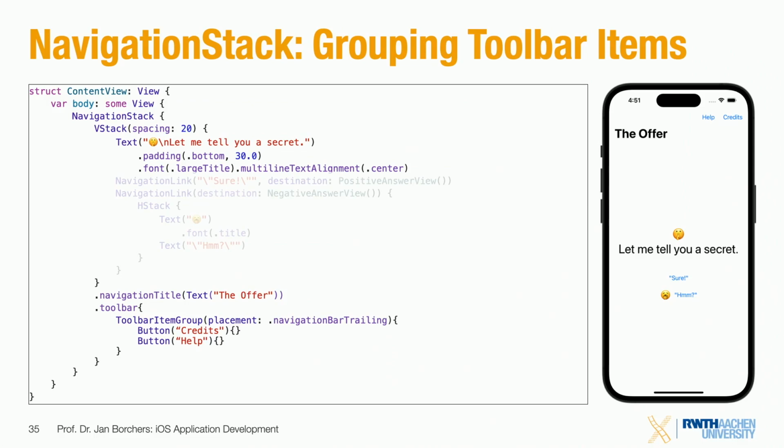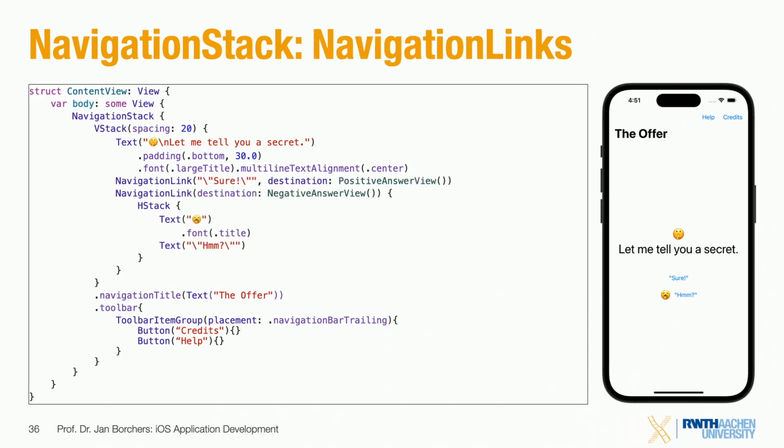Now, what's more interesting is how do we actually get from our home screen to our target screens, or our destination screens, that we want to change to if the user pushes one of these buttons, right? So we're going to do this in two ways for illustrative purposes. The first target is very simple. We have a navigation link here, and that navigation link is basically this button, right? It looks like a normal button. It has a title, and it has a destination parameter, and that destination is a new view, positive answer view.